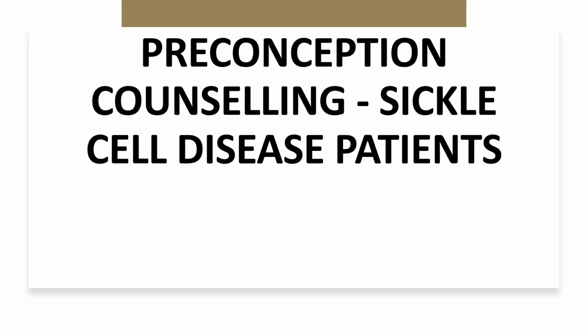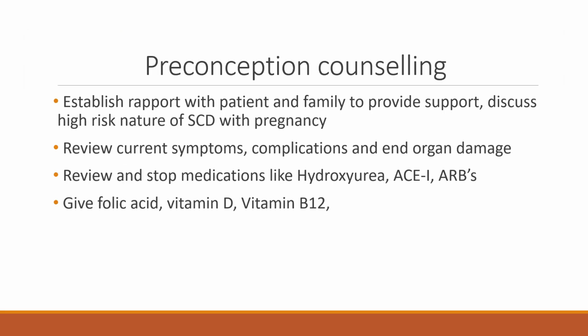So let's talk about preconception counseling in patients with sickle cell disease. What do you talk to them before they start thinking about conceiving a baby? First and foremost is to establish rapport with the patient and family, to provide them support, and discuss the high risk nature of sickle cell disease and pregnancy. We should also review current symptoms, any complications that are present, and if there is any end organ damage. Review and stop medications like hydroxyurea, ACE inhibitors, or ARBs if the patient is on any. We give folic acid, vitamin D, and vitamin B12.